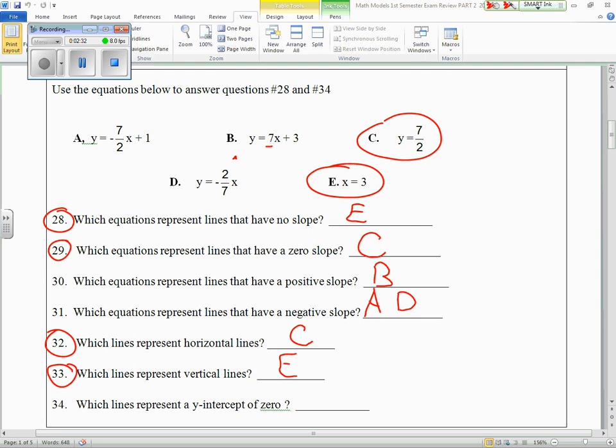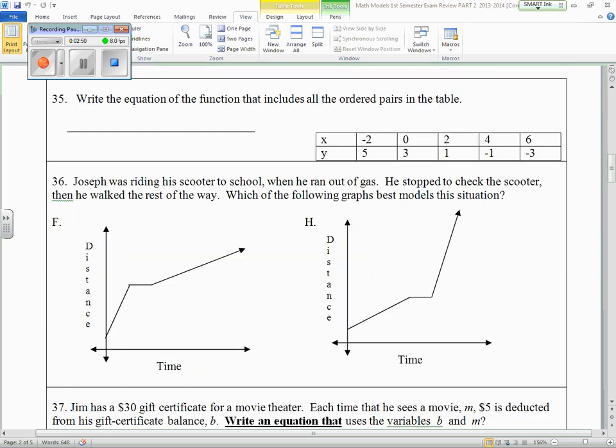Which lines represent a y-intercept of 0? Which one of these goes through 0, 0? How do you know? Plus 0 at the end is the only one. Okay, very good.